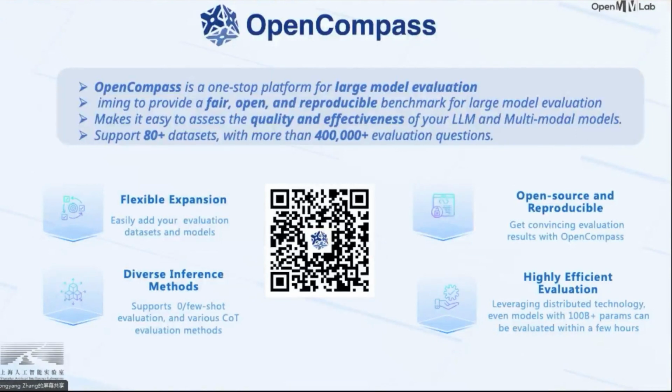We also support highly efficient evaluation because we're leveraging distributed technology. Even for a model with 100 billion parameters, we can evaluate within a few hours. And also, OpenCompass is totally open source and reproducible. You can use it to evaluate all open source language models.